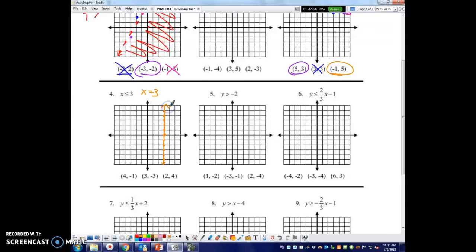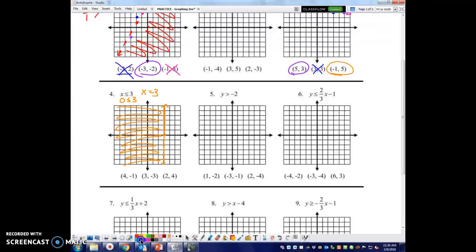Now we need to figure out which side to shade. So we're going to test our point 0, 0. 0 is less than or equal to 3. Which one does it say is bigger? It says 3 is bigger. Is that true? Yes, it is. So can we shade the side with 0, 0? Yes, we can. If the statement is true, you can shade that side.